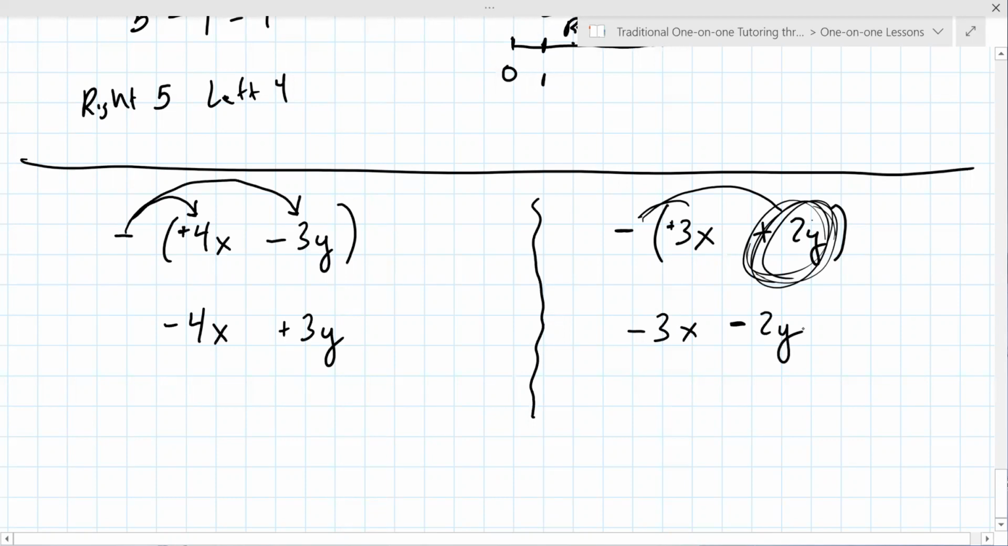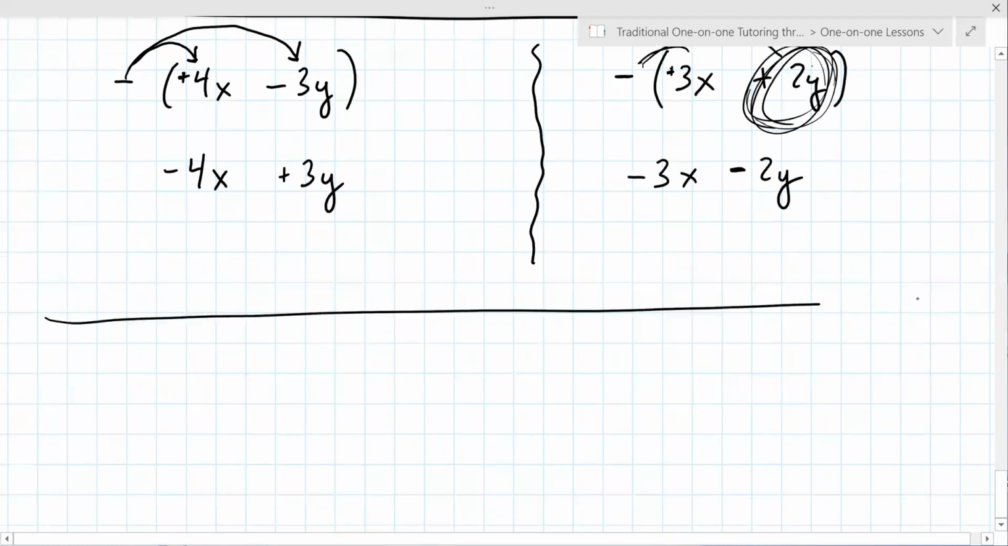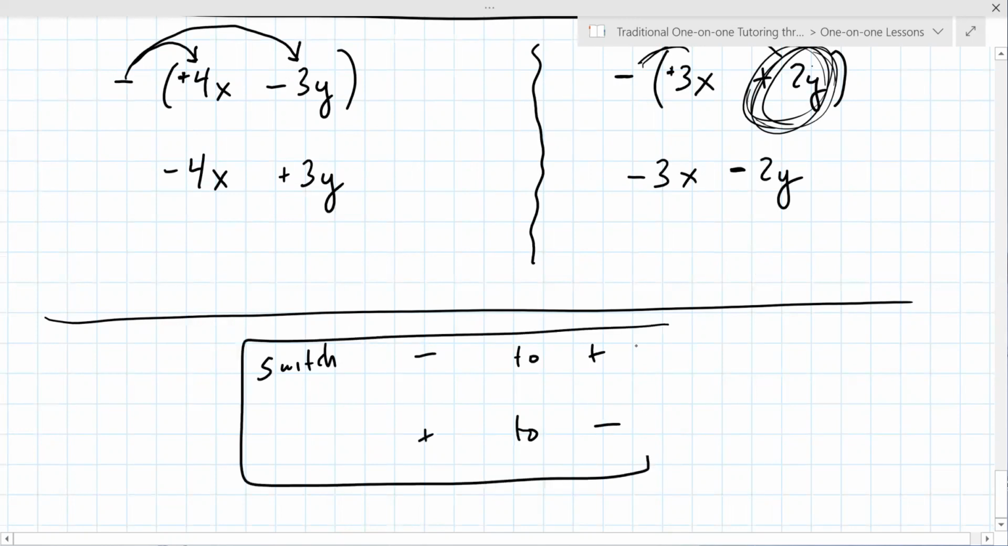Okay. I'm sensing maybe that's not clear. I think it's because you're switching the positive to a negative. Exactly. Switch negative to positive, positive to negative. Exactly. Yes.